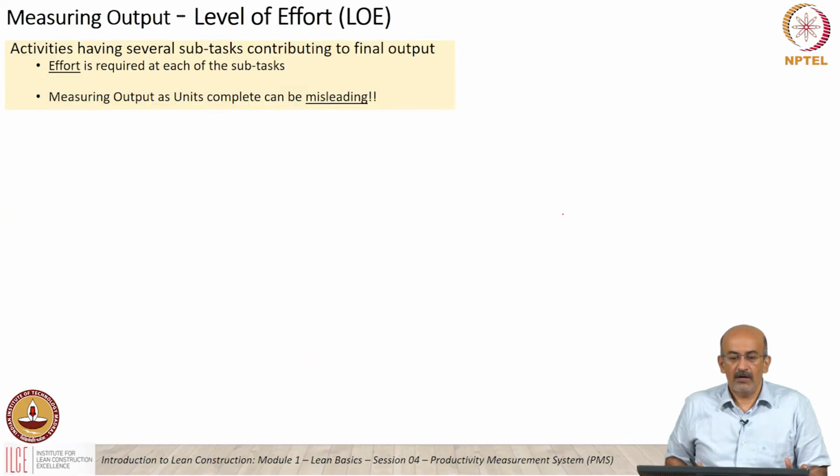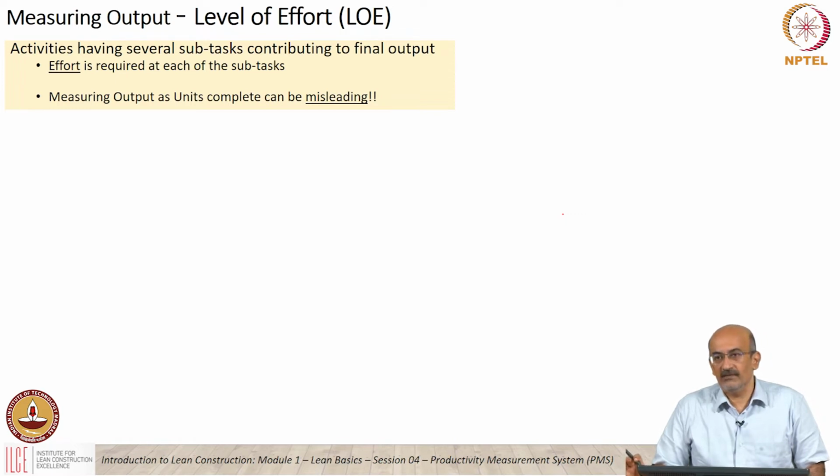We talked about... Now we come to this form of measuring output. Okay, this is called level of effort. It's not used that frequently, but it's relevant to have an understanding of, because a lot of activities have several sub activities which contribute to the final output, and effort is required at each of these sub activity levels or sub task levels.